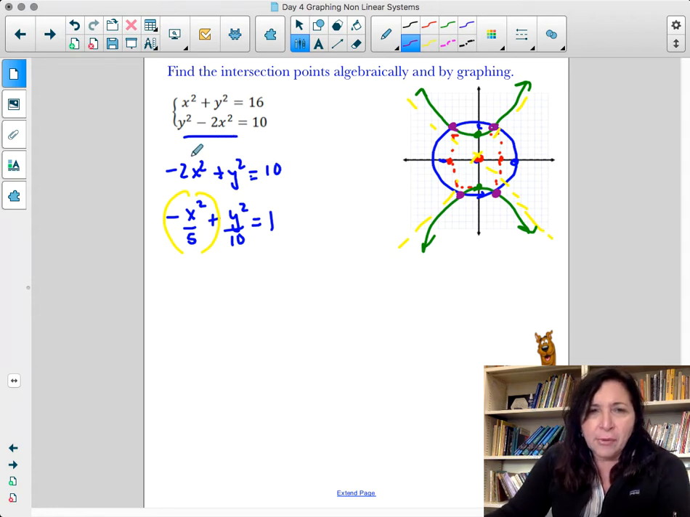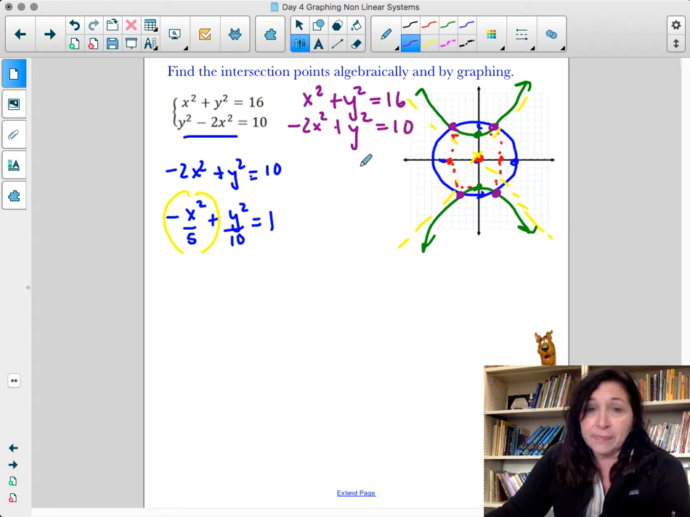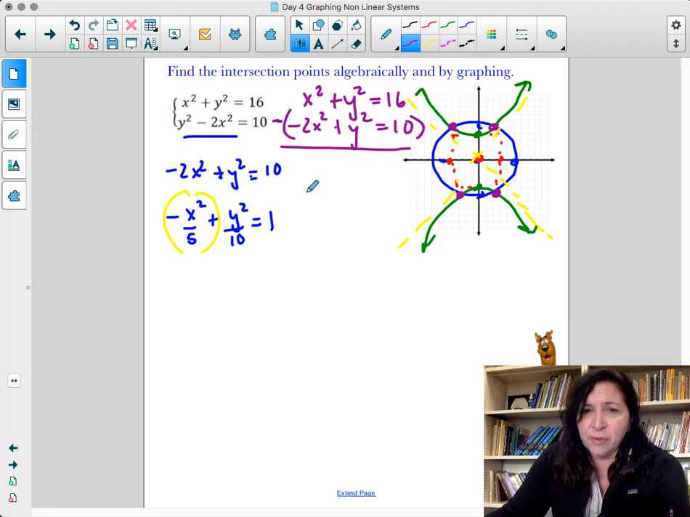So if I were to redraw this, x squared plus y squared equals 16, and I rewrote this, negative 2x squared plus y squared equals 10. And I were to subtract, this minus this, my y squareds would be eliminated. So x squared minus negative 2x squared makes 3x squared. y squared minus y squared is 0. 16 minus 10 is 6. I'm going to divide by 3. I'm going to get x squared is equal to 2.